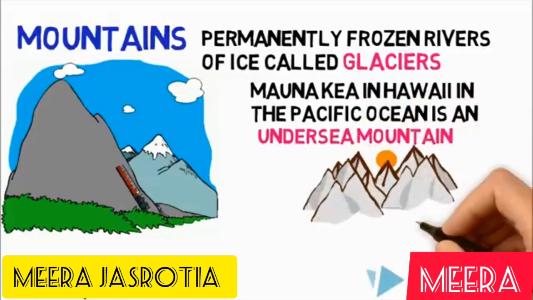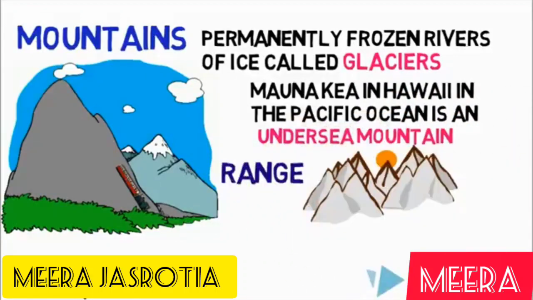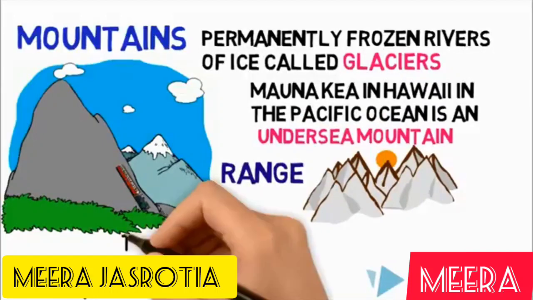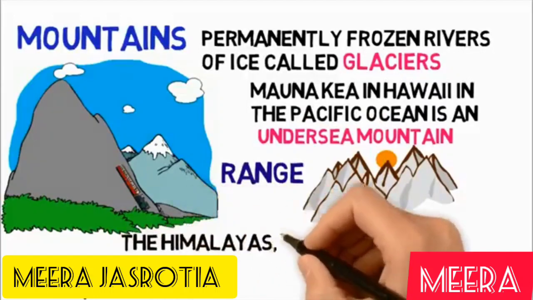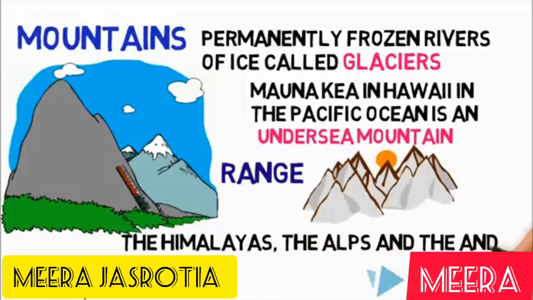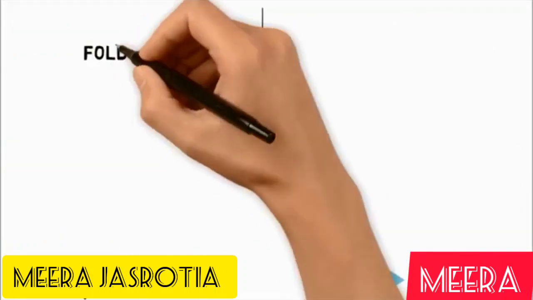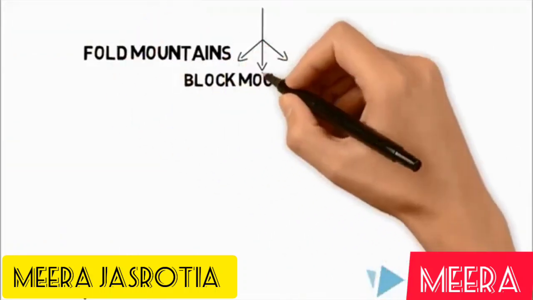Mountains may be arranged in a line known as a range. Many mountain systems consist of a series of parallel ranges extending over hundreds of kilometers. The Himalayas, the Alps, and the Andes are mountain ranges of Asia, Europe, and South America, respectively. There are 3 types of mountains: fold, block, and the volcanic mountains.